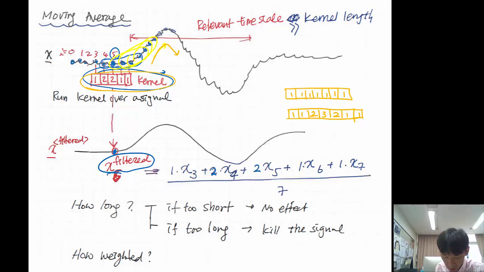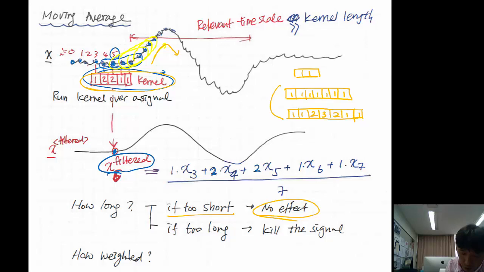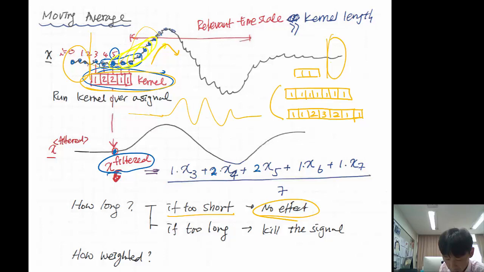How long should this kernel be? If it's too short, then there's no effect, because if you have just 3 kernel values, the noise won't be removed that much. If it's too long, then you are killing the first part and the tail part of it, and also you're killing some variation. It's going to be smoothed out. So if you have signals like this, it's going to look more like this after the moving average, because the former, flat part is affecting the average value.